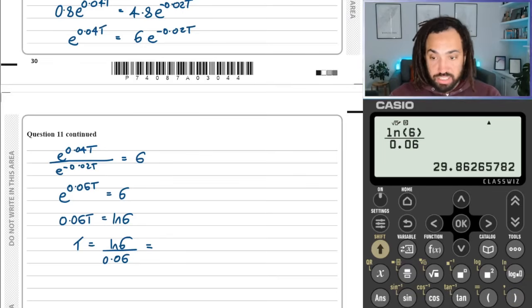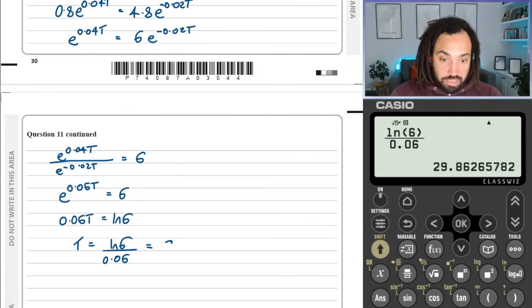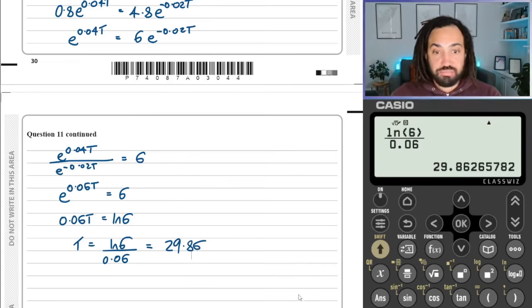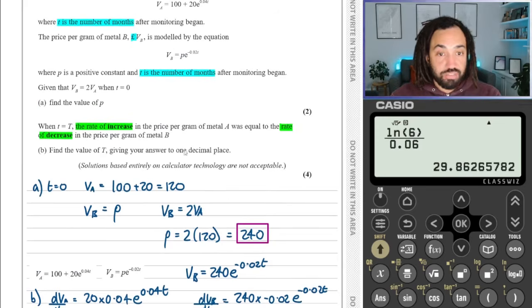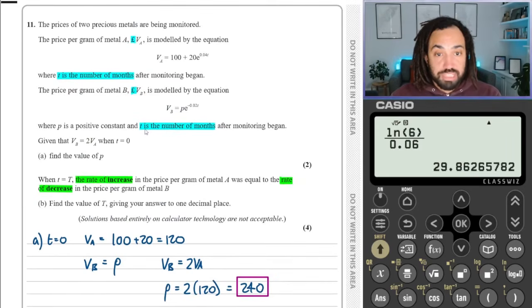And we get this. Now we need to check the units before we confirm our answer, but this looks like 29.86. Let's just go up and check to see what the units are. It does say give it to 1 decimal place, okay. So we need to round, and t is the number of months.